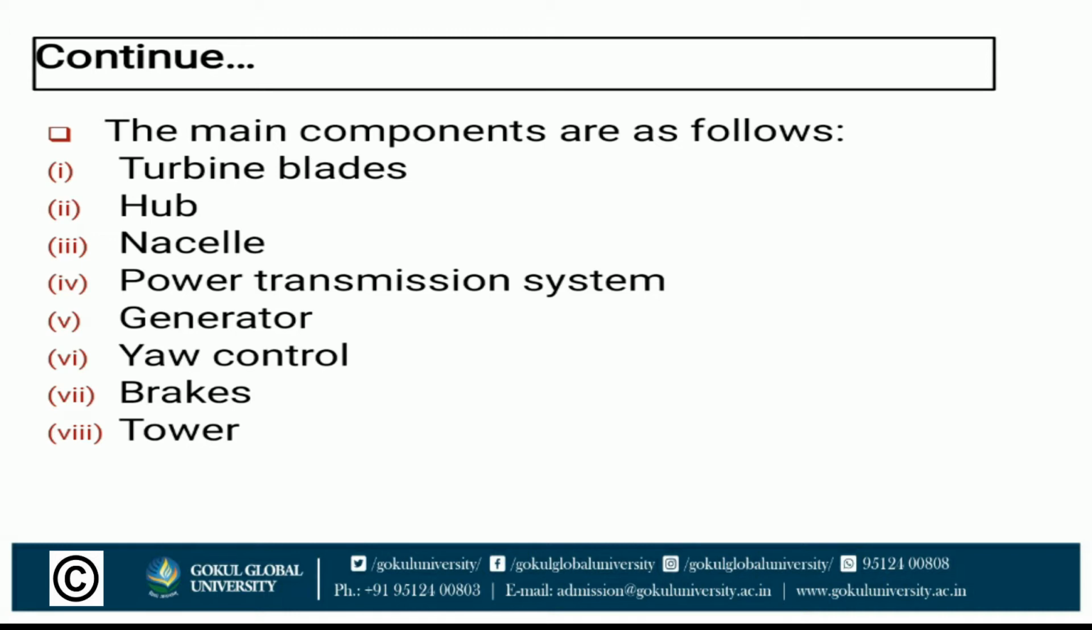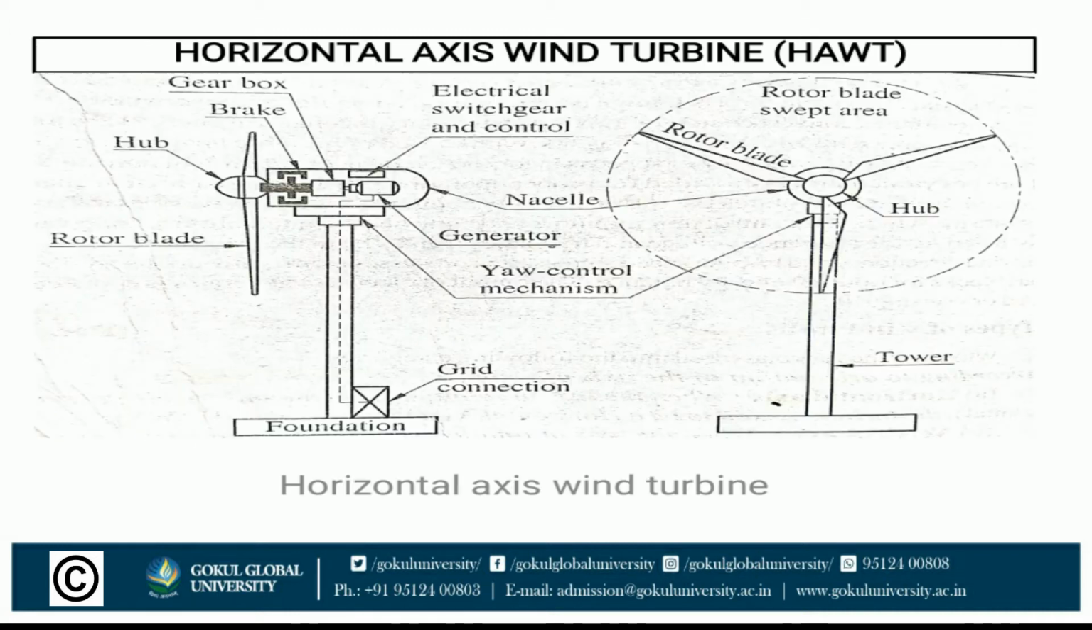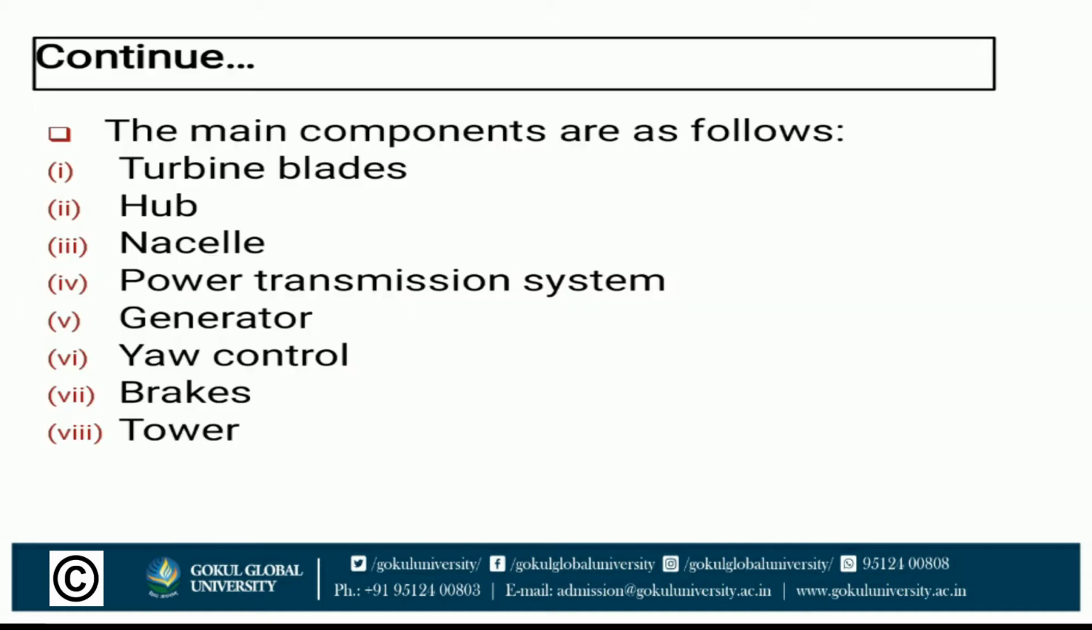Next one, power transmission system. Mechanical power generated by rotor blades is transmitted to the generator through a gearbox. From the gearbox, the transmission shaft rotates the generator with a built-in friction clutch. The gearbox is provided to increase the speed to suit the generator. The generated electric power is conducted to ground terminals through a cable.